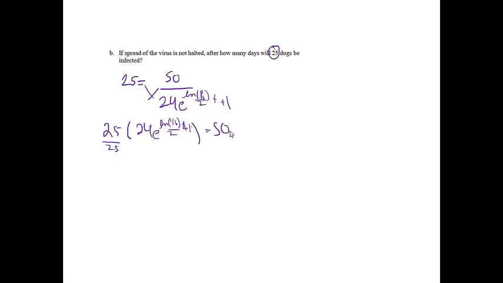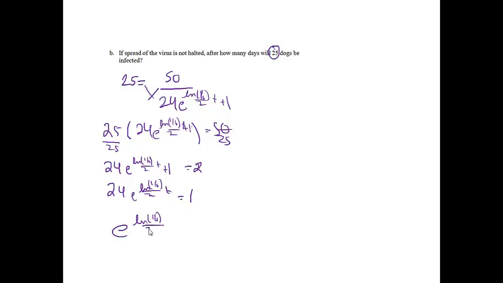We'll divide both sides by 25, and we'll get 24 e to the ln of 1/6 over 2t plus 1 is equal to 2. And then we'll subtract 1, so we'll get 24 e to the natural log of 1/6 over 2t is equal to 1. And then we'll divide by 24, so we'll get e to the natural log of 1/6 over 2t is equal to 1/24. And then we'll take the natural log of both sides. So we'll end up getting ln of 1/6 over 2t is equal to ln of 1/24.